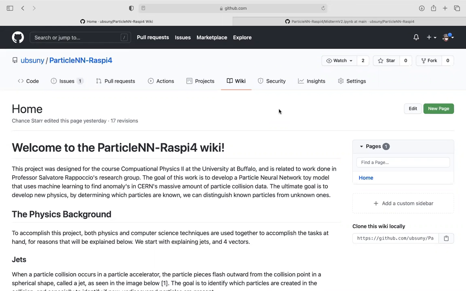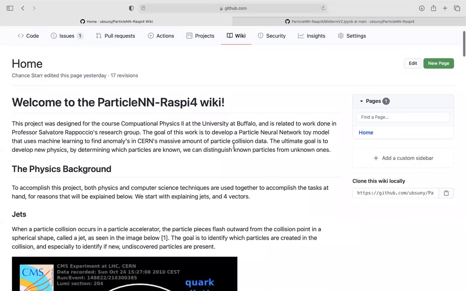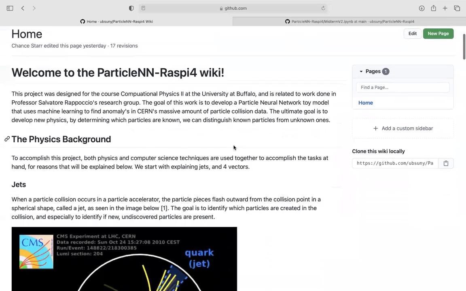Hello, this is the Particle Neural Network project for the Raspberry Pi 4. This project was designed for the Computational Physics 2 class at University at Buffalo and was related to work in Professor Salvatore Raposio's research group. The goal of this work is to develop a particle neural network toy model that uses machine learning to find anomalies in CERN's massive amount of particle collision data.